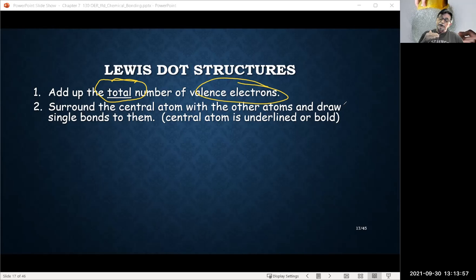So that's why after every step, I count them, make sure I still got 10 or 8 or whatever I added up. And then I go to the next step, and then I count them again. And then at the end, I count them one more time, because I cannot add or subtract valence electrons, because that is governed by the atoms that you utilize.